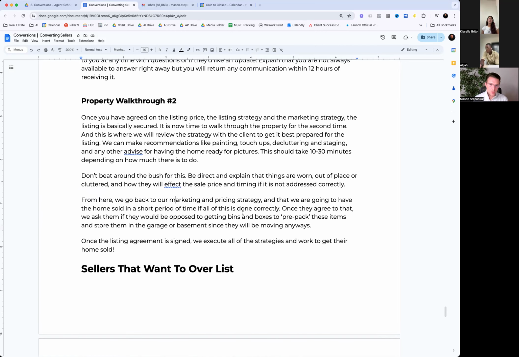Okay. From there, we'll take all of the mental notes that we took from the initial property walkthrough. We'll start pointing to different areas of touch-ups and make recommendations like painting, decluttering, and staging if that's in the budget. This should take anywhere from 10 to 30 minutes. And don't beat around the bush with this, guys. If there's something that without a shadow of a doubt will have an effect on the sale, make sure you're direct and express what could possibly happen if it's not addressed correctly.